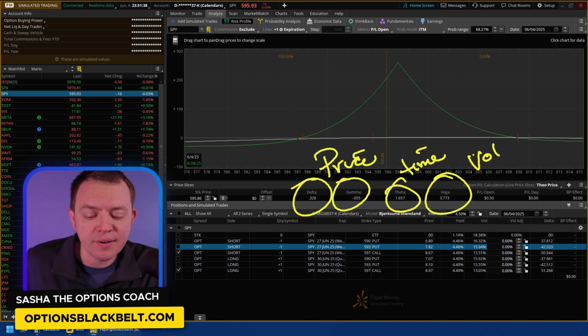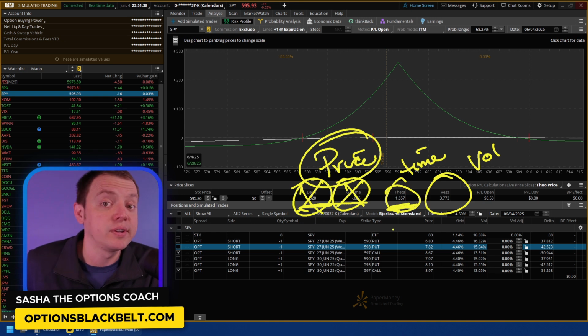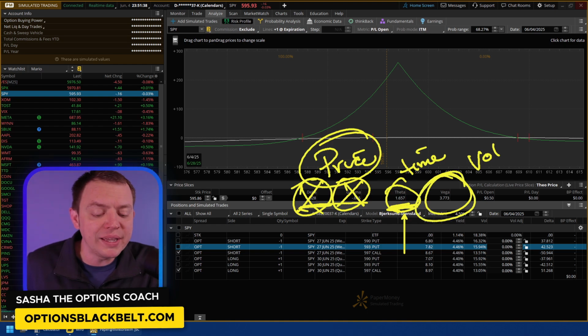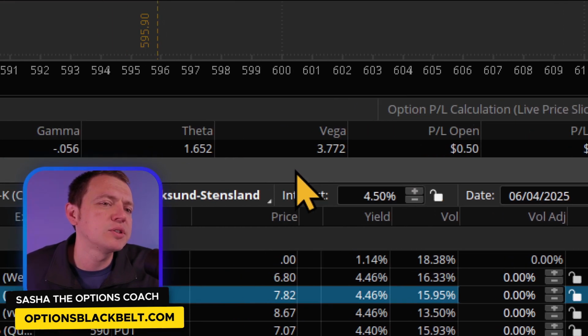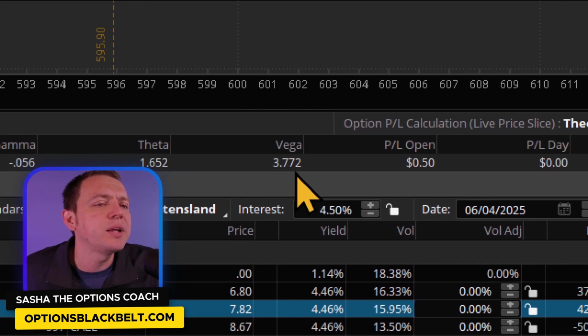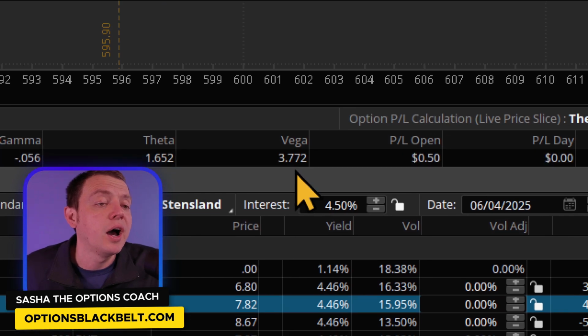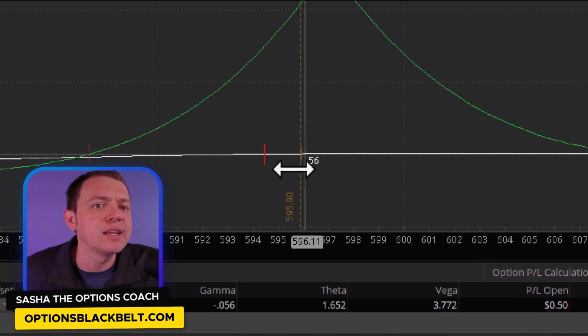If we have the price risk here and it's pretty much neutral, we don't have to worry about that. The time risk, or time benefit in this case, is much smaller. So what's our biggest one? The biggest one is the vega. You can see the vega is about double the theta, 2.2, 2.5 times the theta.